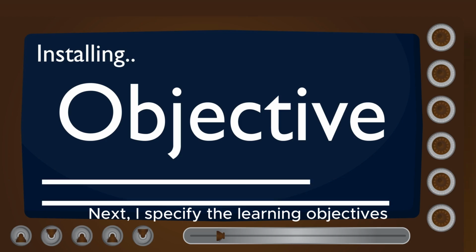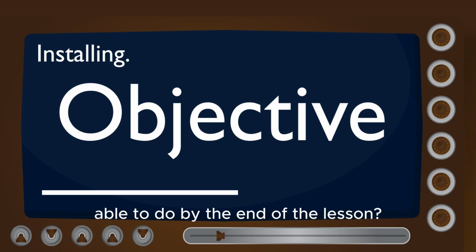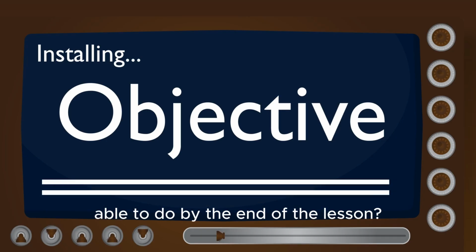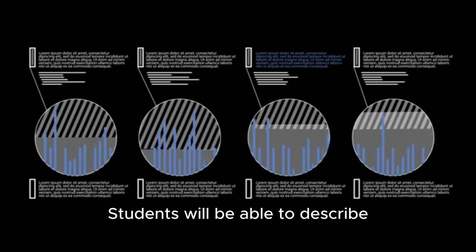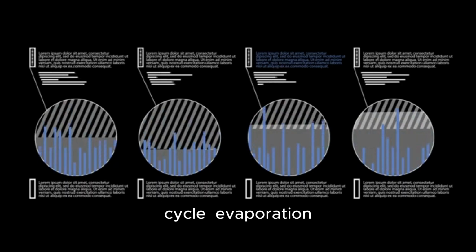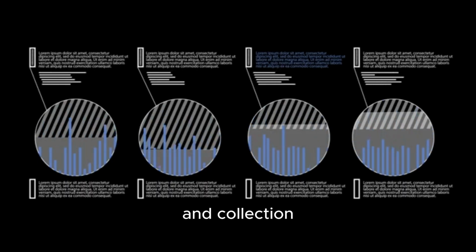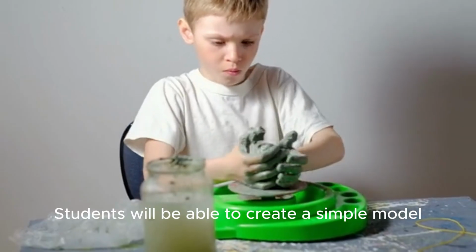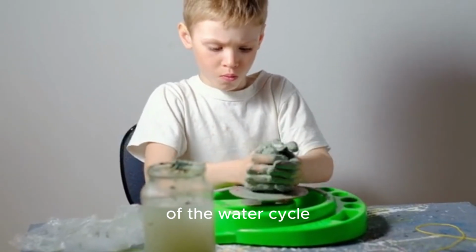Next, I specify the learning objectives. What should students know or be able to do by the end of the lesson? For example, students will be able to describe the 4 main stages of the water cycle: evaporation, condensation, precipitation, and collection. Students will be able to create a simple model of the water cycle.